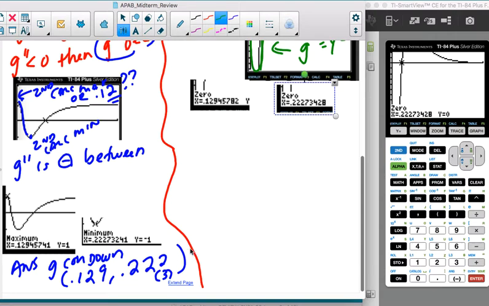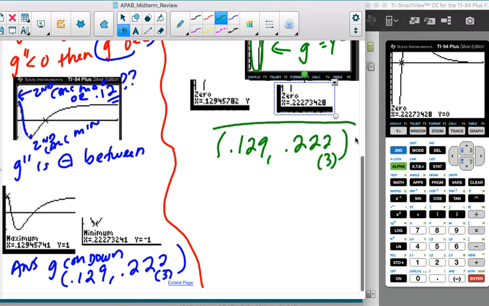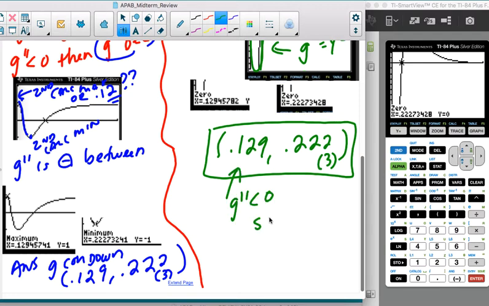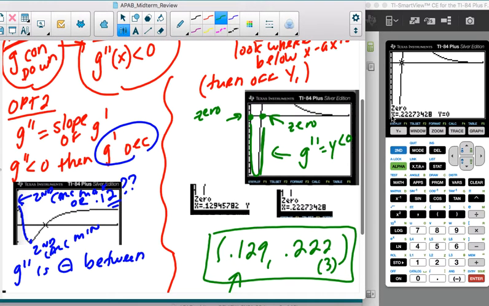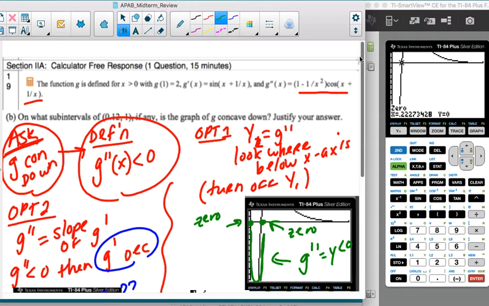But yet again, if we look here, my answer is between 0.129 and 0.222 or 3, depending on if you round or truncate. And again, that is when my g double prime is negative, so g is concave down. So the trick is that you really can't do the answer without a calculator, but you have to put in the time to figure out what you're looking for and then figure out how to find it with the function that you were given.